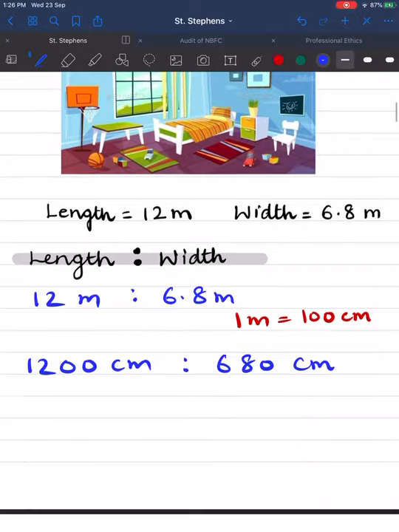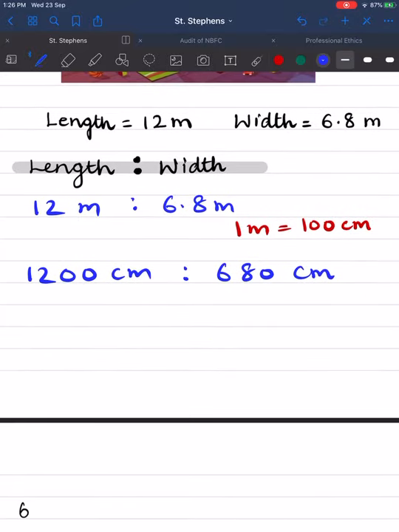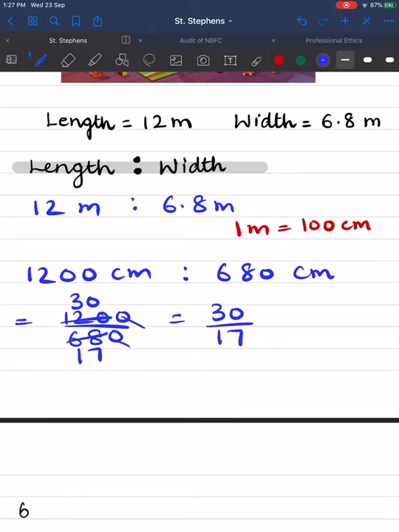Now writing it as a division, we get 1200 upon 680. 0 gets cancelled with 0. Now 4 is the common factor. So 30 4s are 120 and 17 4s are 68. So we get 30 upon 17. So the ratio of length to width is 30:17.